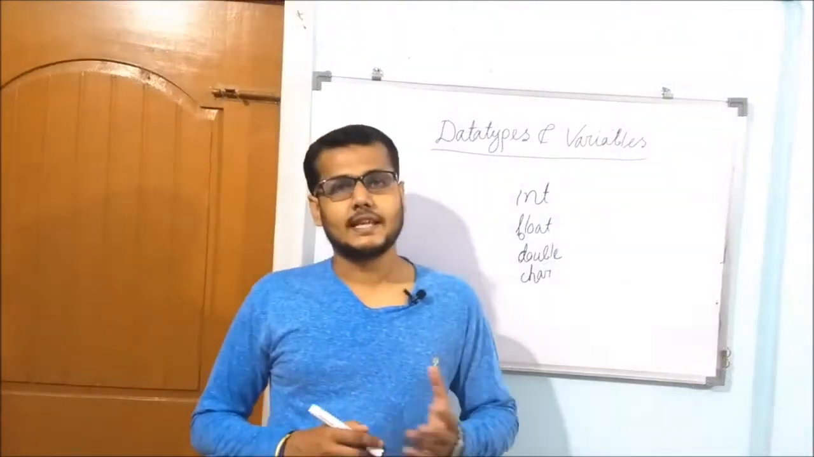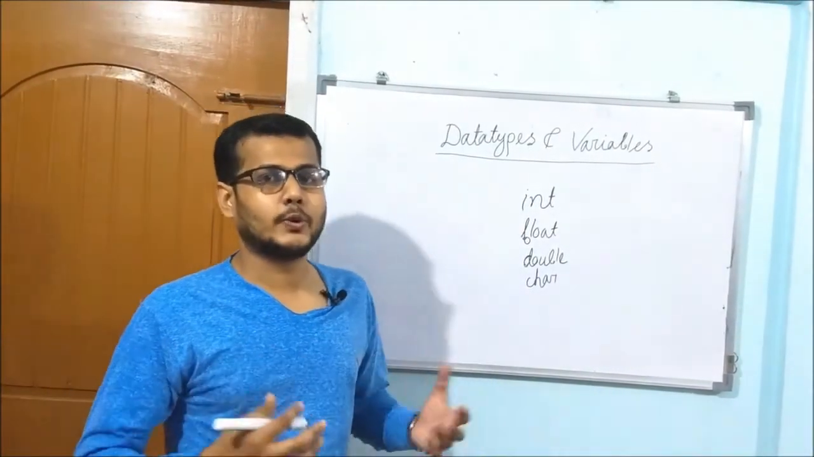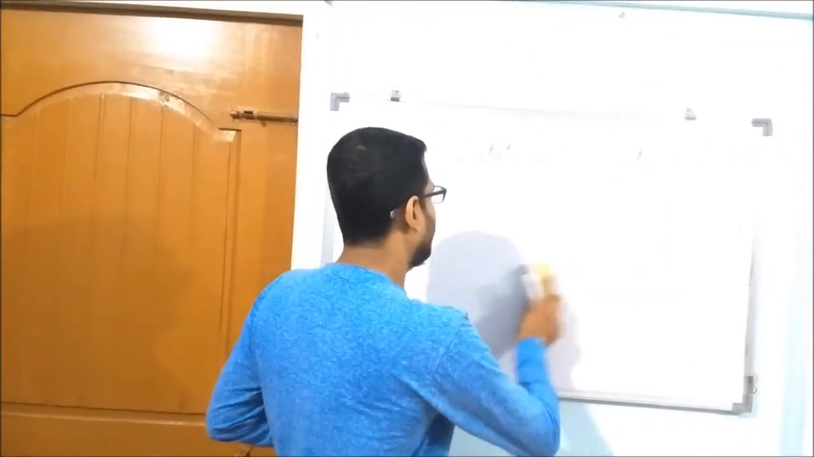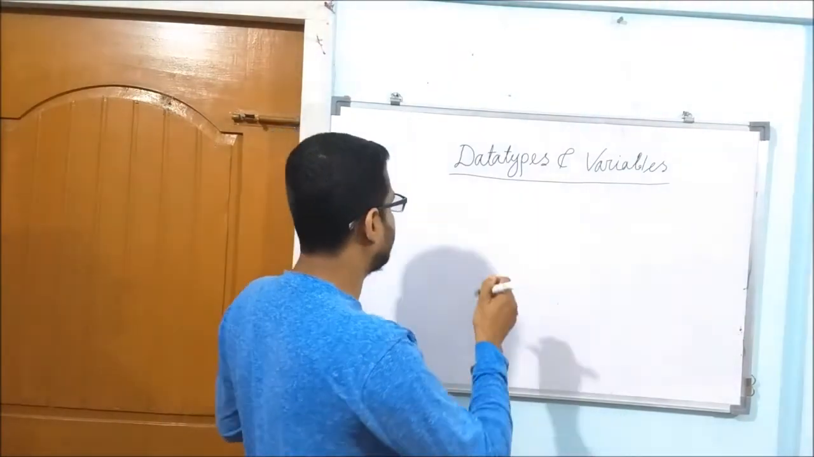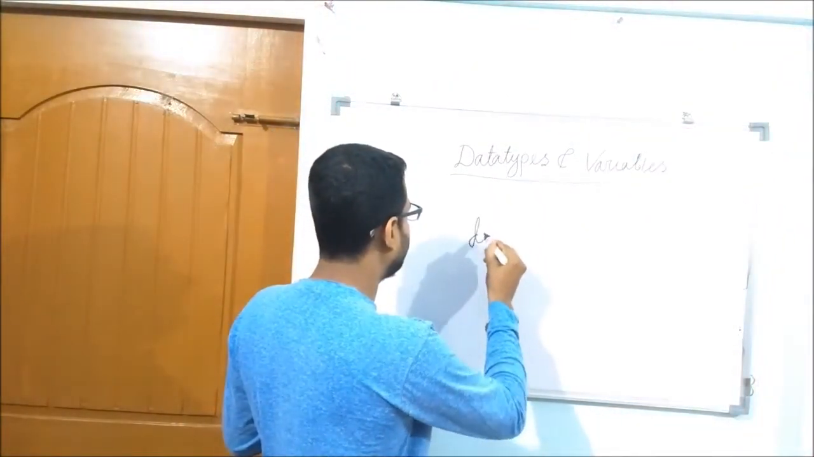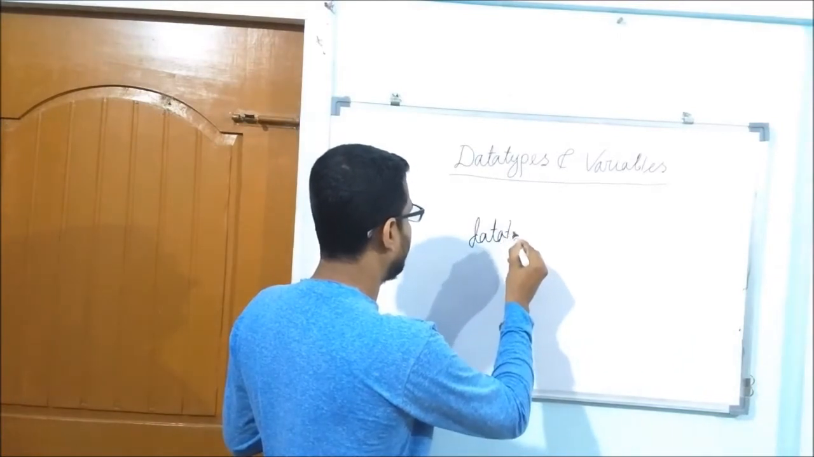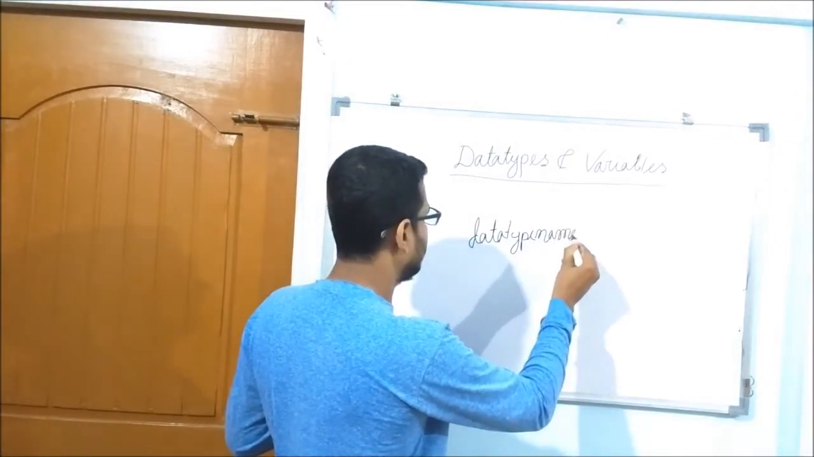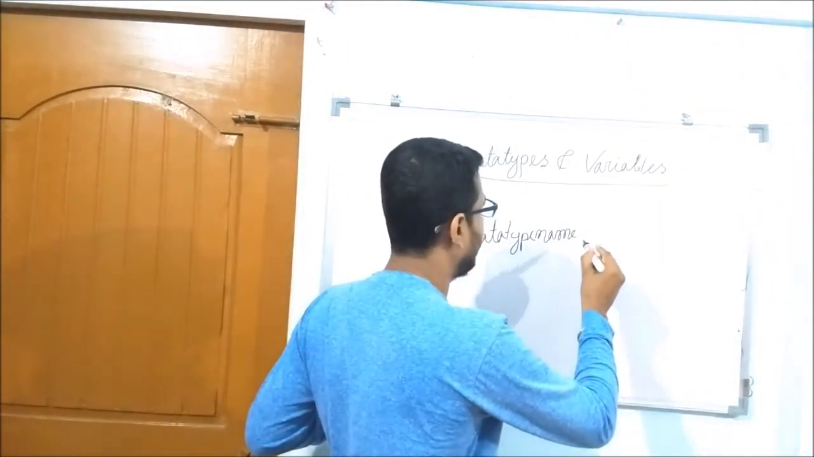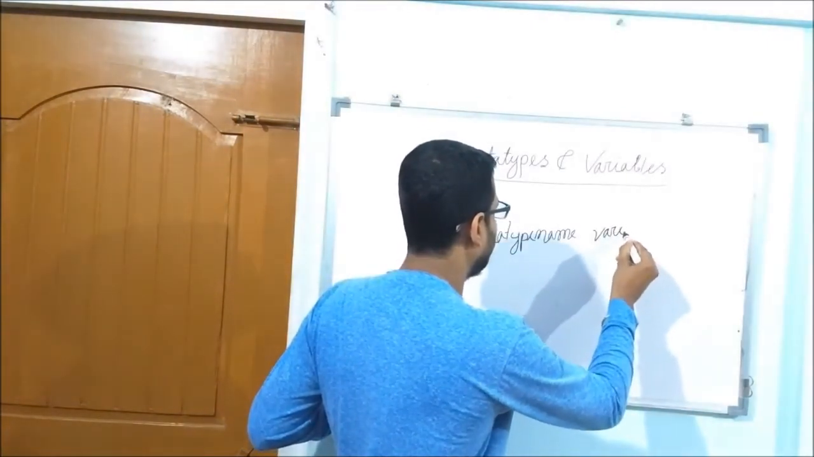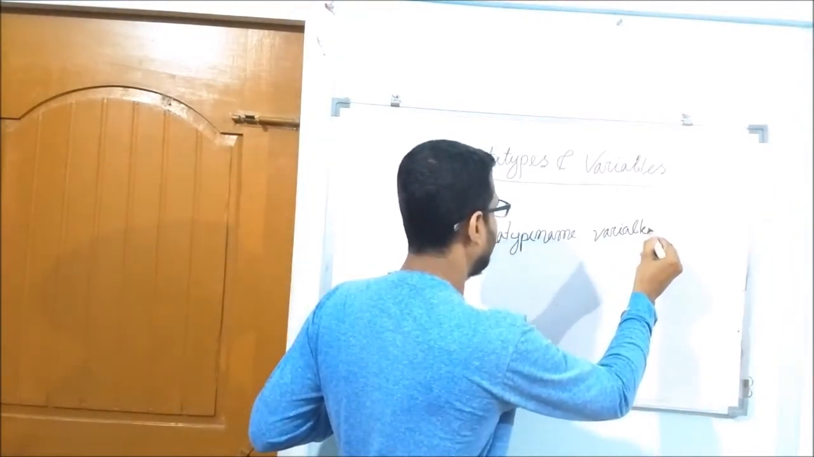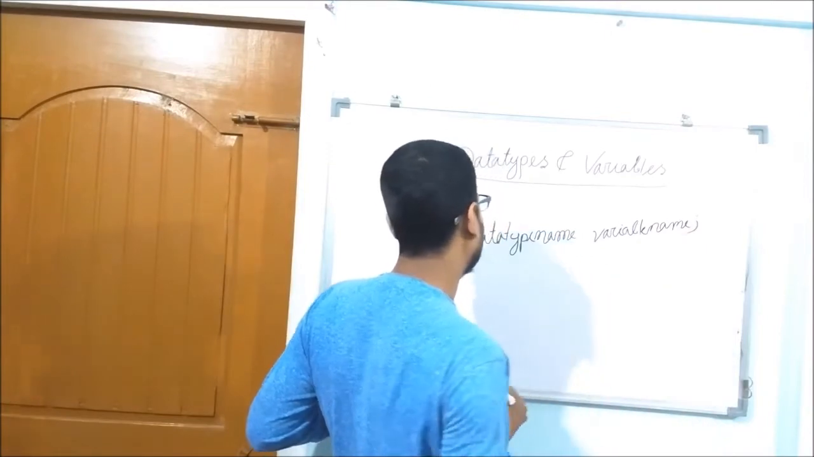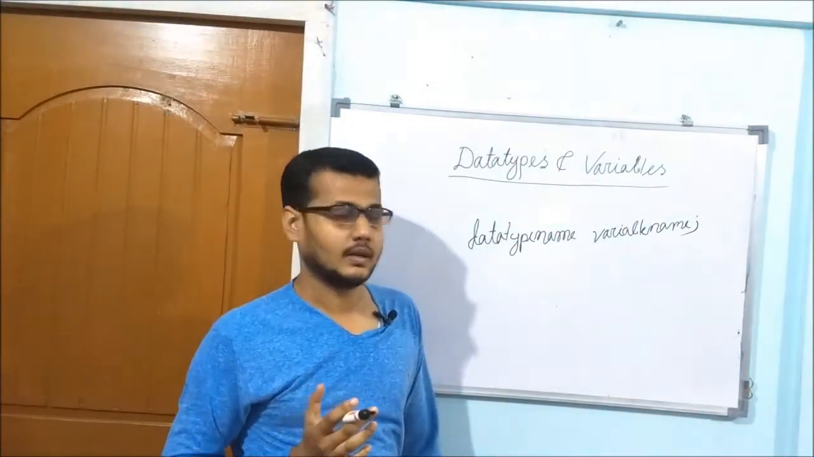Now I want to show you the syntax of using data types. How will you create variables? So let's see. To create a variable, first we need to write the data type name, and after that we need to write the variable name. After that it requires a semicolon. This is the syntax of using data types.